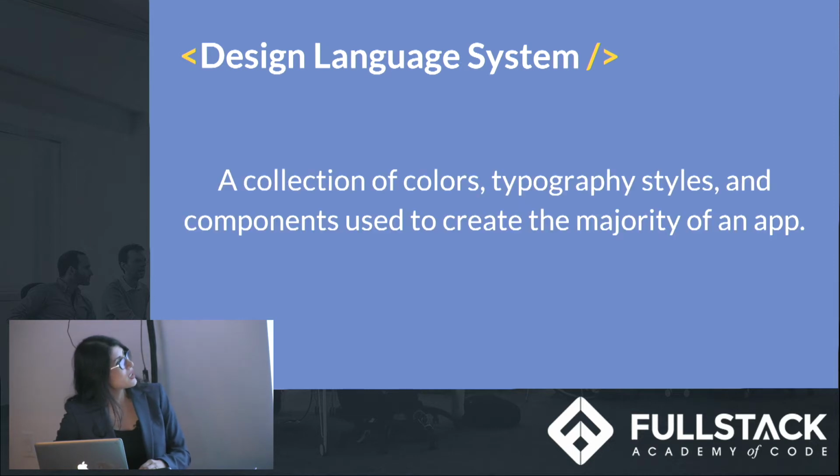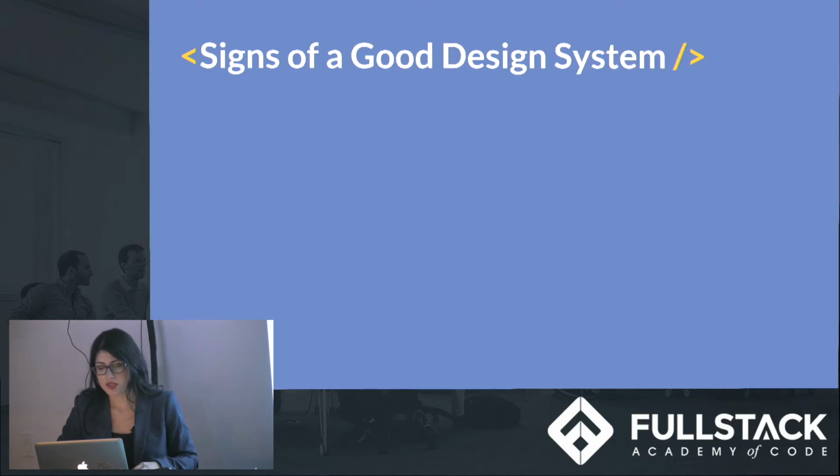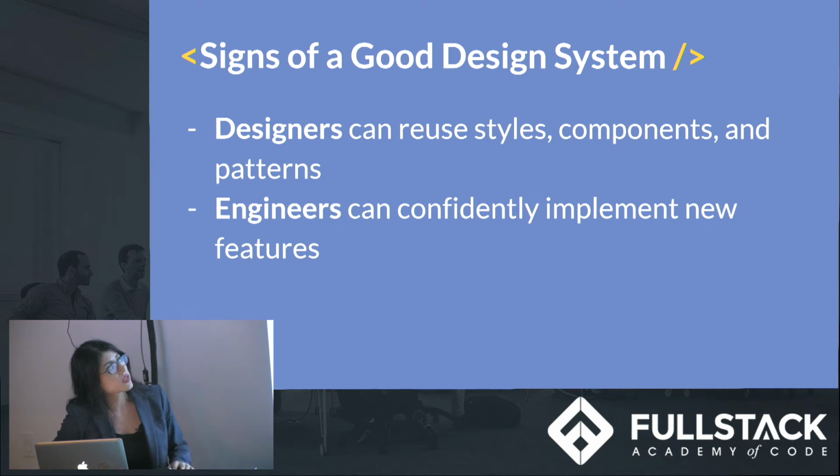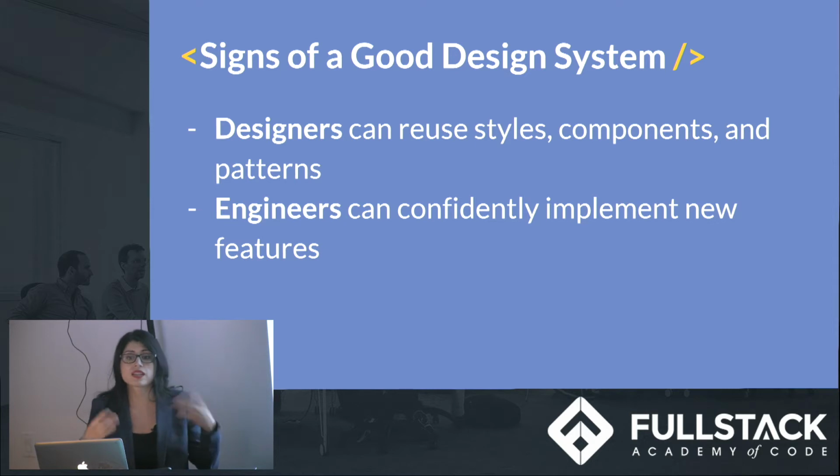So, a design language system is a collection of colors, typography styles, and components used to create the majority of any app. So you need one common language to work with so that the user experience can be the same wherever you go in your app. So, signs of a good design system, according to Airbnb: designers can reuse styles, components, and patterns, and engineers can confidently implement new features. Why? You want your designers to focus on higher level thinking, like inspiring trust. And you want engineers to work efficiently, so you don't want too much back and forth.